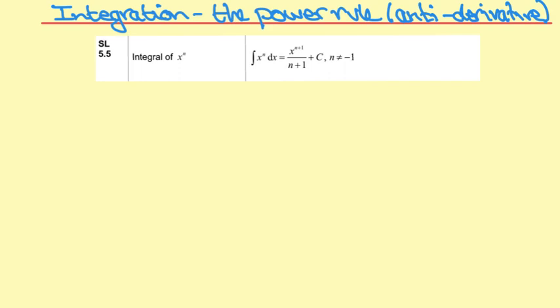In this video, we'll go through the first part of integration, the power rule, sometimes referred to as an antiderivative. The integral of x to the n is equal to x to the n plus 1 divided by n plus 1, plus c, where n cannot equal minus 1.